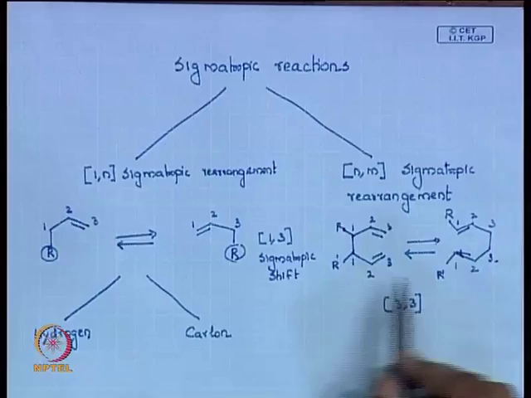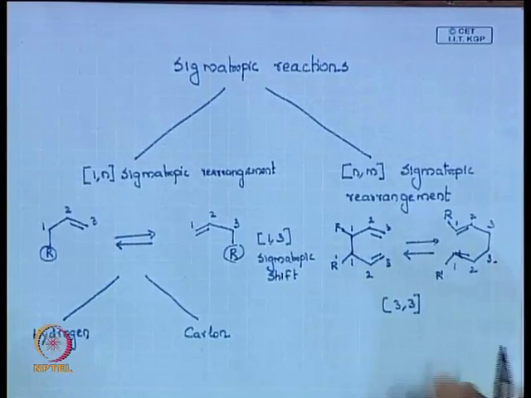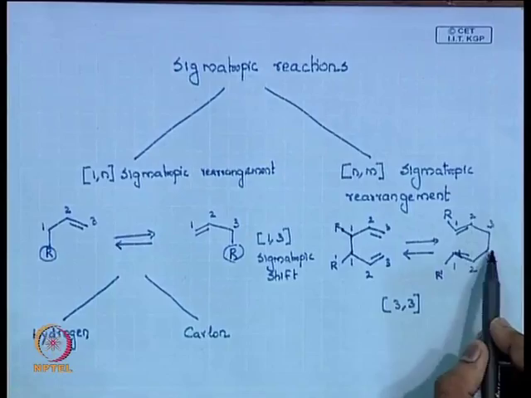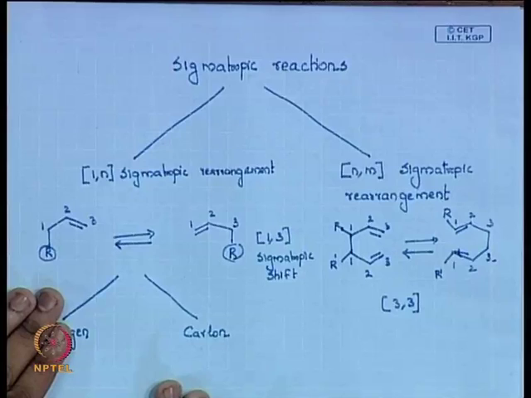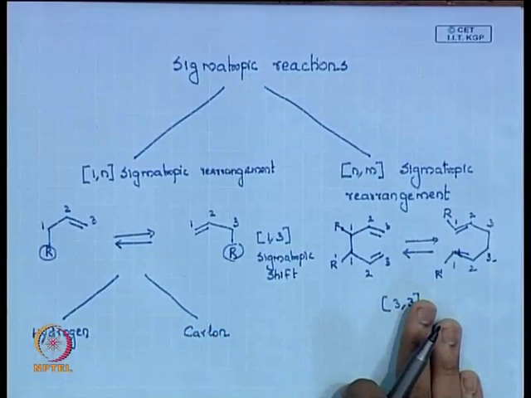So, you have to find out where the new bond is formed. Okay. In this case, it is 3 and 3. So, your n is 3 and m is 3. If it is 2 and 3, yes, it becomes 2 comma 3 sigmatropic shift. So, these are the three parts which we are going to study in sigmatropic. First, we will be discussing hydrogen shift, okay, in detail. Then we will move to carbon, 1 comma n carbon, and then we will study n comma m sigmatropic shift. Clear? Okay.